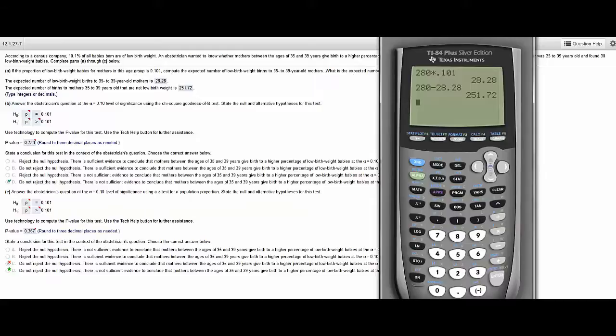Then we get to answer the obstetrician's question about a level of significance using a chi-square goodness of fit test. Okay, now we have a slight change. We're looking at a goodness of fit, or GOF, test. A goodness of fit test is where we have an observation and an expectation, and we look at the difference. For the null and alternative, I expect the proportion to be that 0.101. And let me see if I can get where they're getting the greater than out of this.